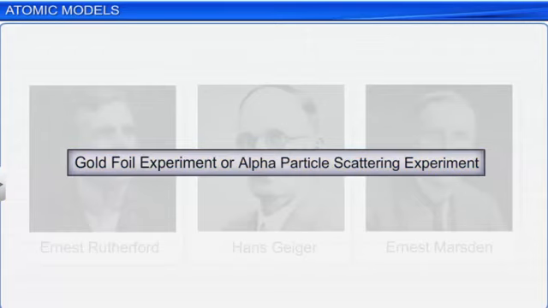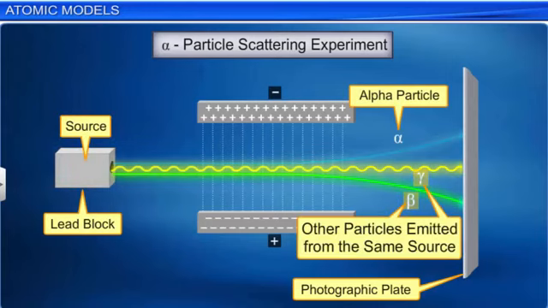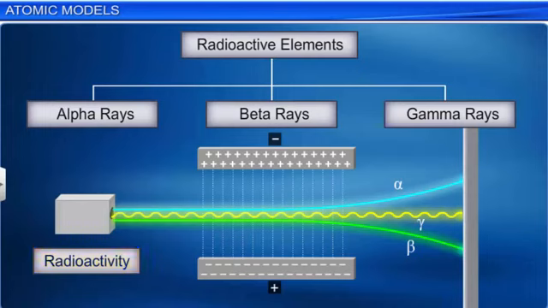Before we proceed to the alpha particle scattering experiment, let us acquaint ourselves with the term alpha particle, its source, other particles emitted from the same source, and their few characteristics. We know that certain elements emit radiation on their own, and this phenomenon is called radioactivity. The elements are known as radioactive elements. The alpha rays are emitted by these radioactive elements along with beta and gamma rays.